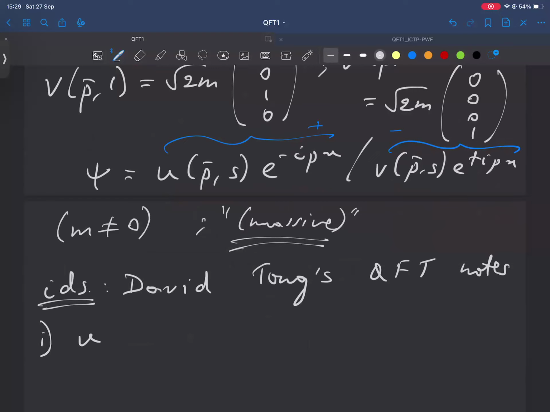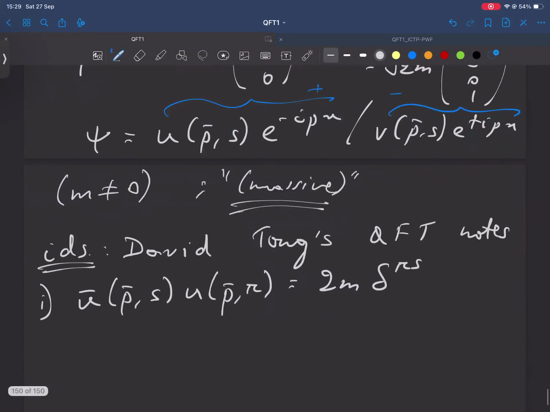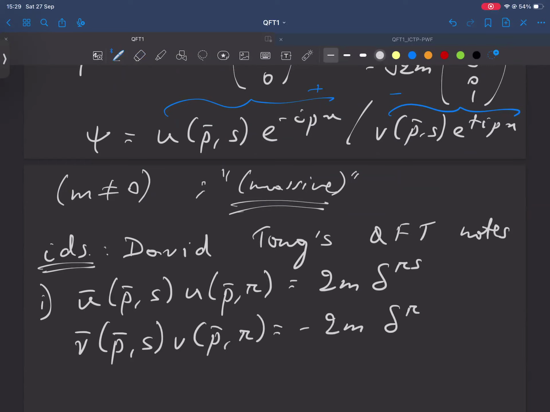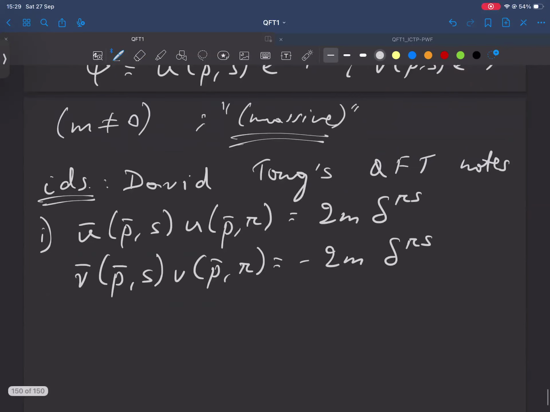So the first one is that if you take the Dirac conjugate u bar(p) and you multiply it with the normal one, then you get an equation like this. And similarly for the v's, so v bar(p, s) v(p, r) is minus 2m delta rs.